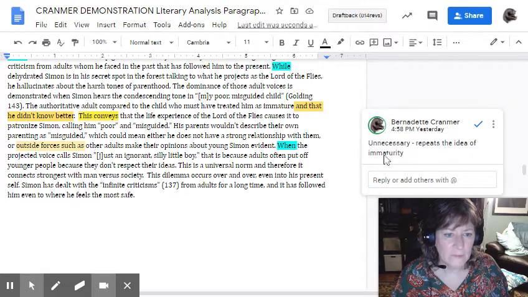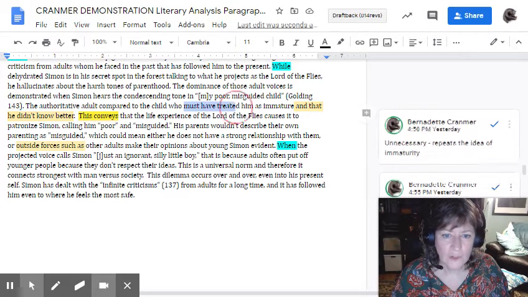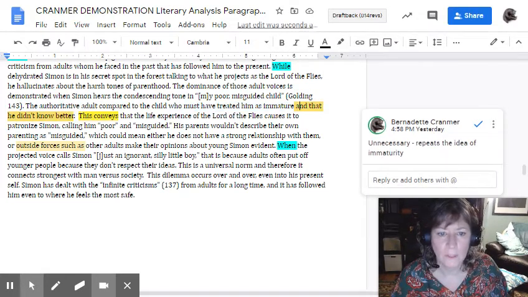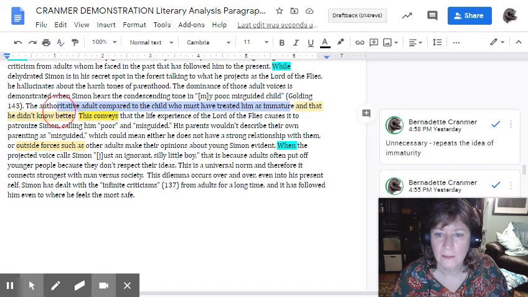It repeats the idea of immaturity. You'll see that we have "must have treated him as immature and that he didn't know better." Well, that he didn't know better is the same thing as immature. So let's just get rid of that phrase.